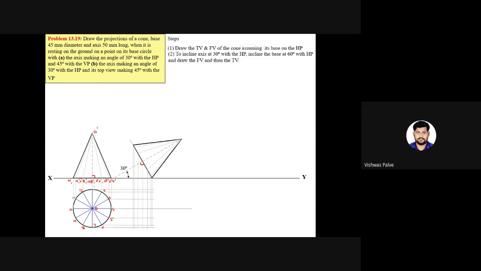Now when you give the numbering, I will concentrate on point 1. Here is the point 1 dash. So draw 1 dash horizontal, 1 dash vertical, and wherever they intersect, that will be my point 1. Now let us concentrate on point 4 dash. So 4 dash vertical, 4 horizontal. Wherever they intersect, this is my point 4.